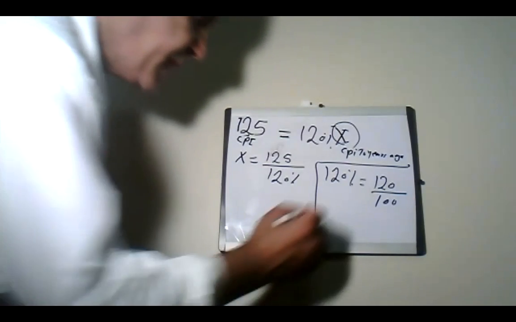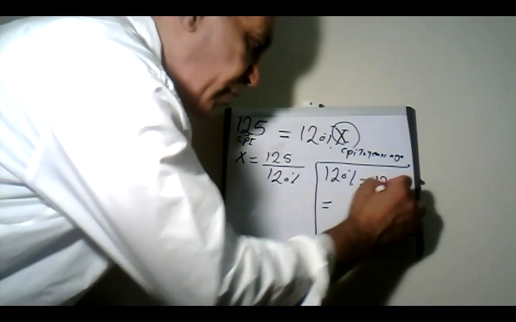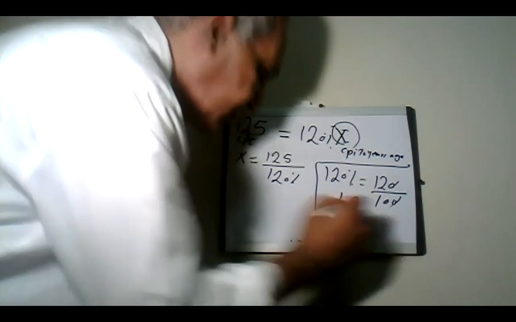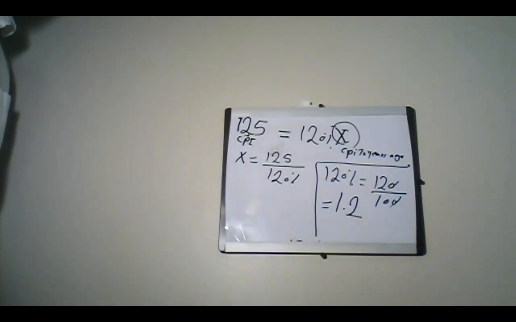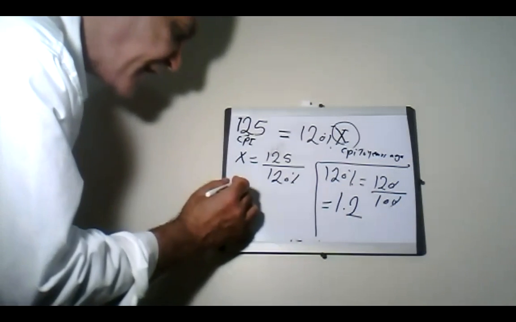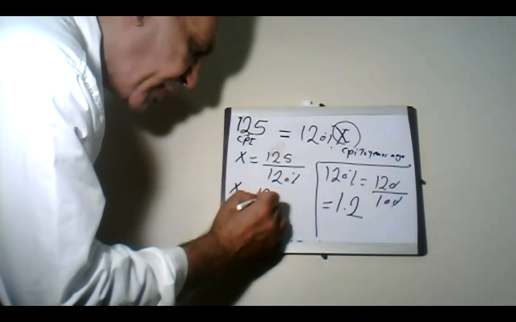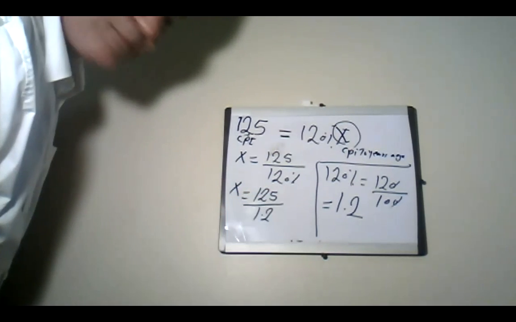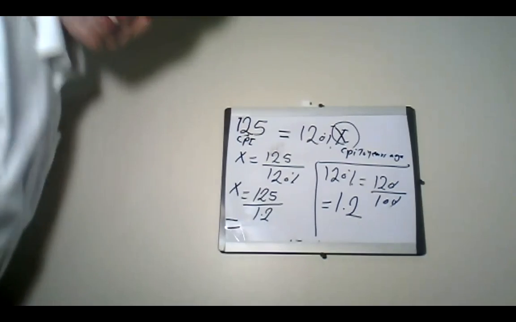Okay, that means when I move the zero with the zero, or you can do it with the calculator, it will give you 1.2. So X here means 125 by 1.2 equals, let us see, the final result will be what?